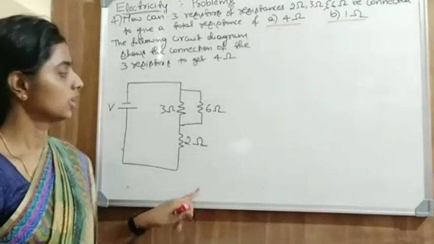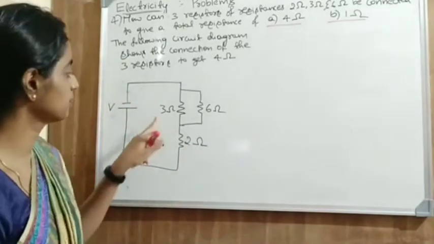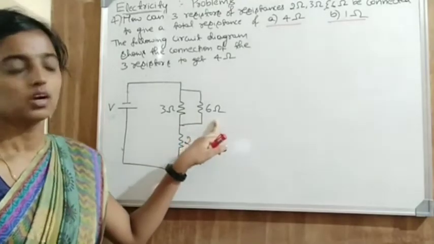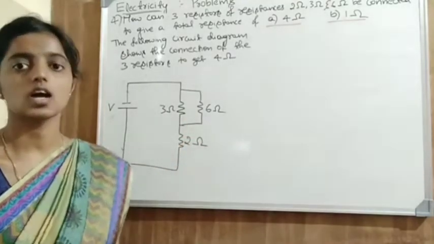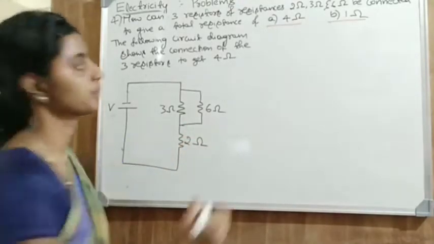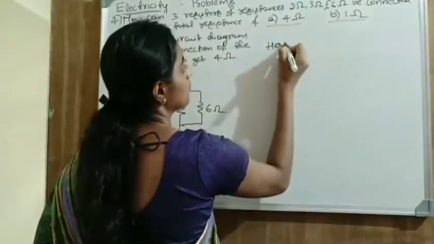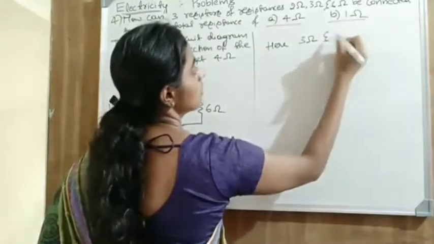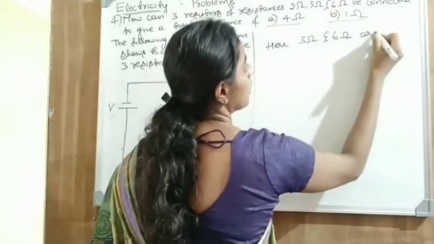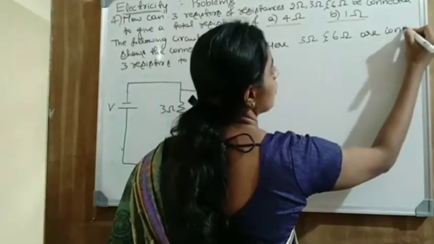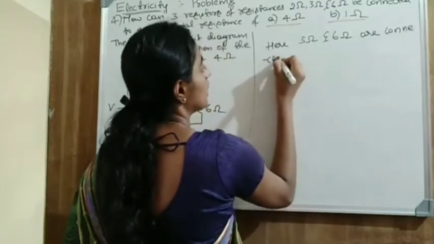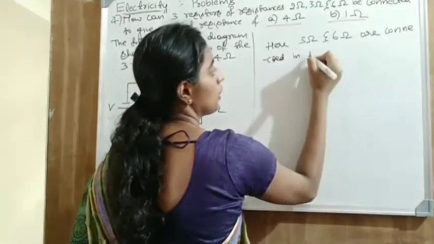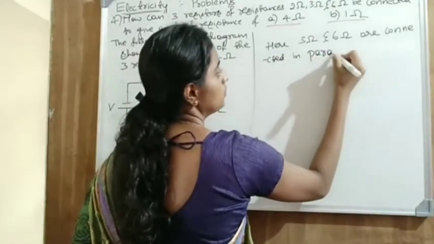So write down every explanation in statement way. 3 ohm and 6 ohm resistors are connected in parallel. Here 3 ohm and 6 ohm are connected in parallel.